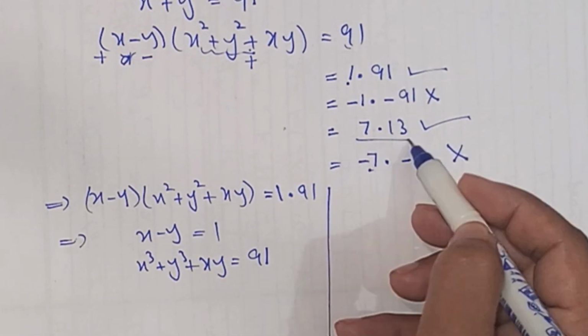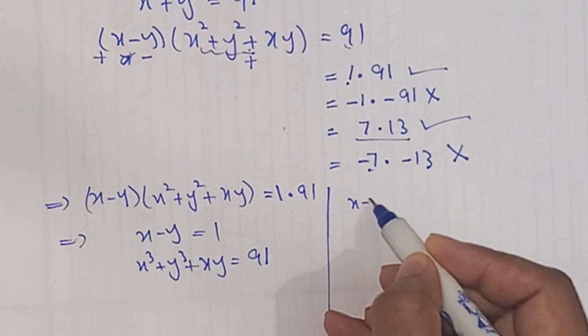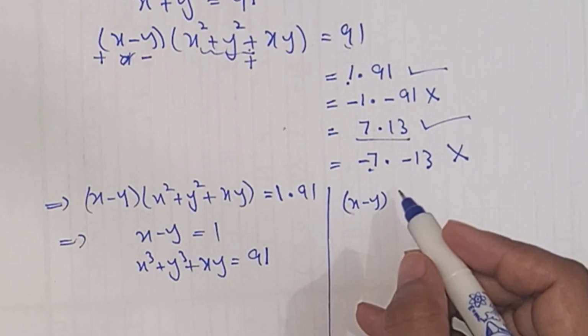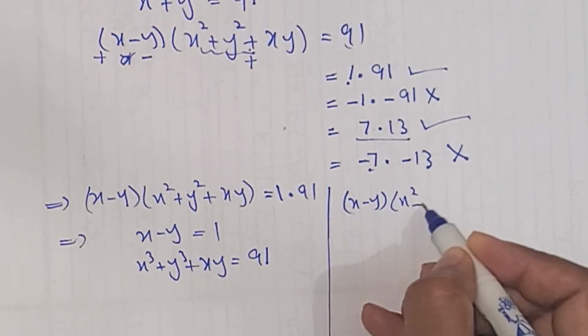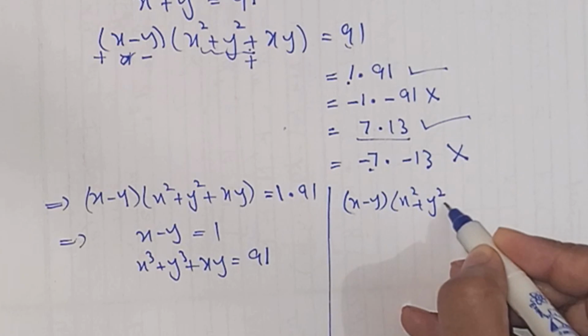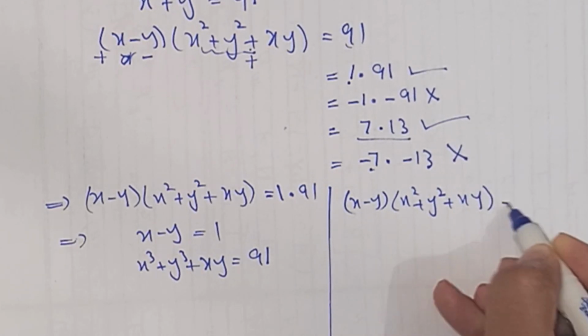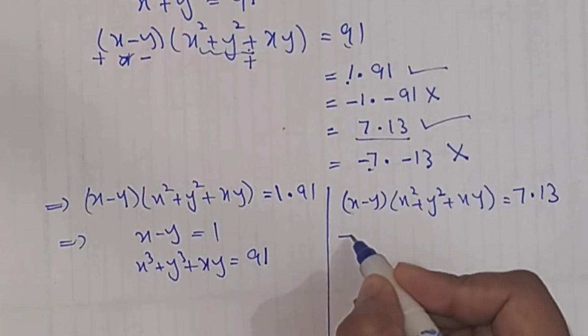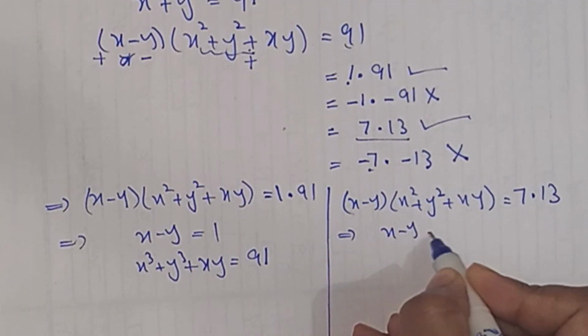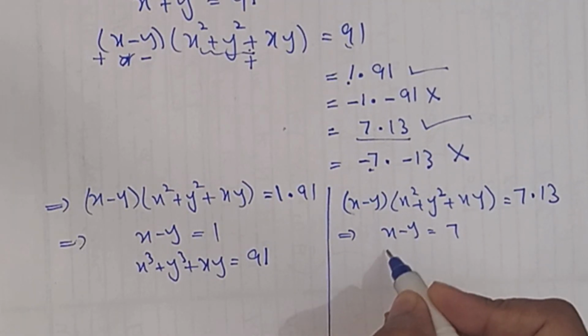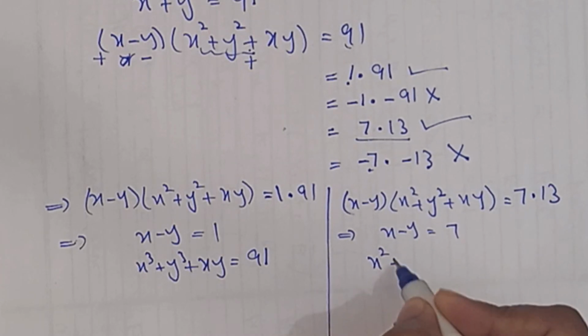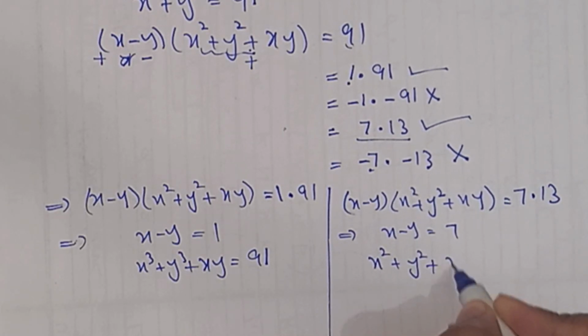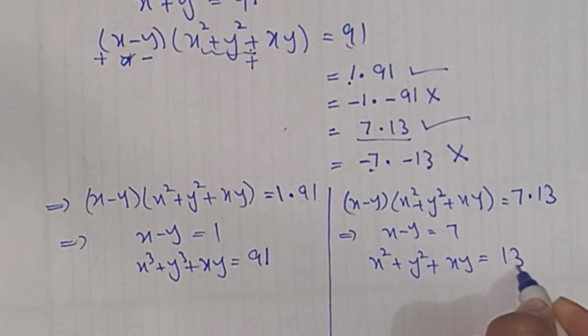Look at this. This implies x minus y multiplied by x square plus y square plus product of xy is equal to 7 multiplied by 13. And this implies x minus y is equal to 7, and x square plus y square plus product of xy is equal to 13.